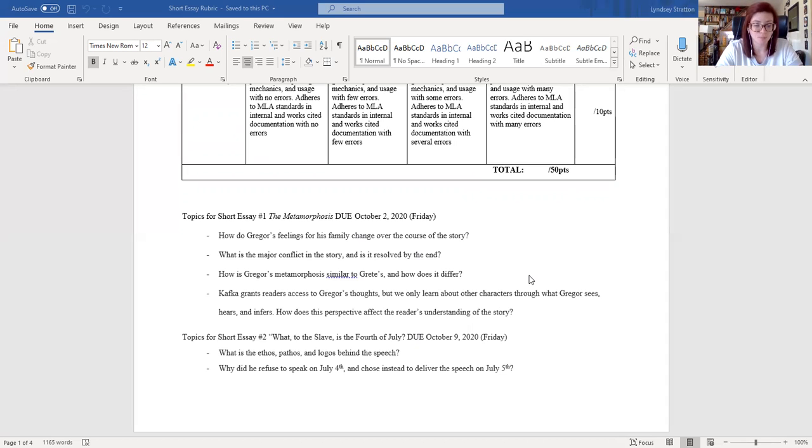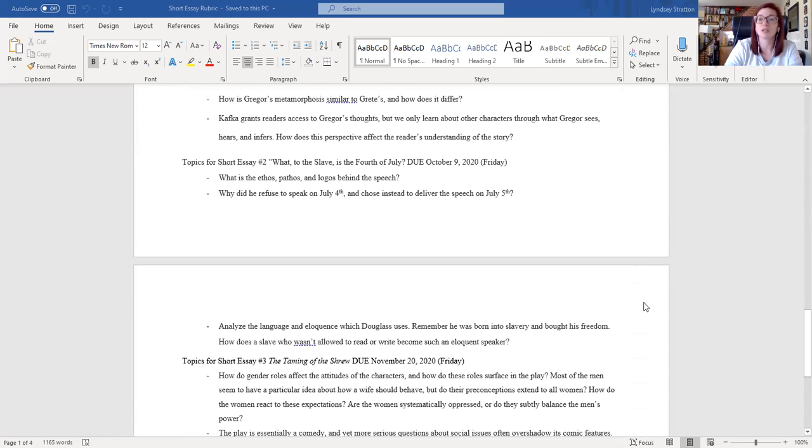And as I said, the next one is going to be on "What to the Slave Is the 4th of July," which is a speech given by Frederick Douglass in 1854, around that time. But he refused to give it on the 4th. He gave it on the 5th, because he would not do it on the white man's holiday.